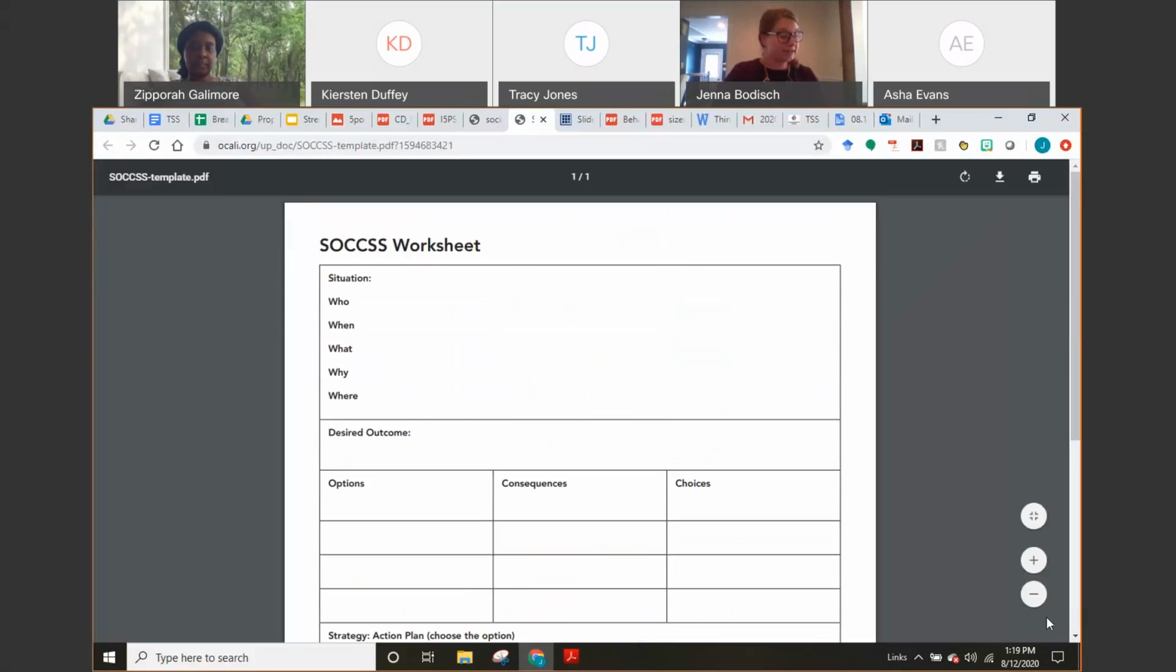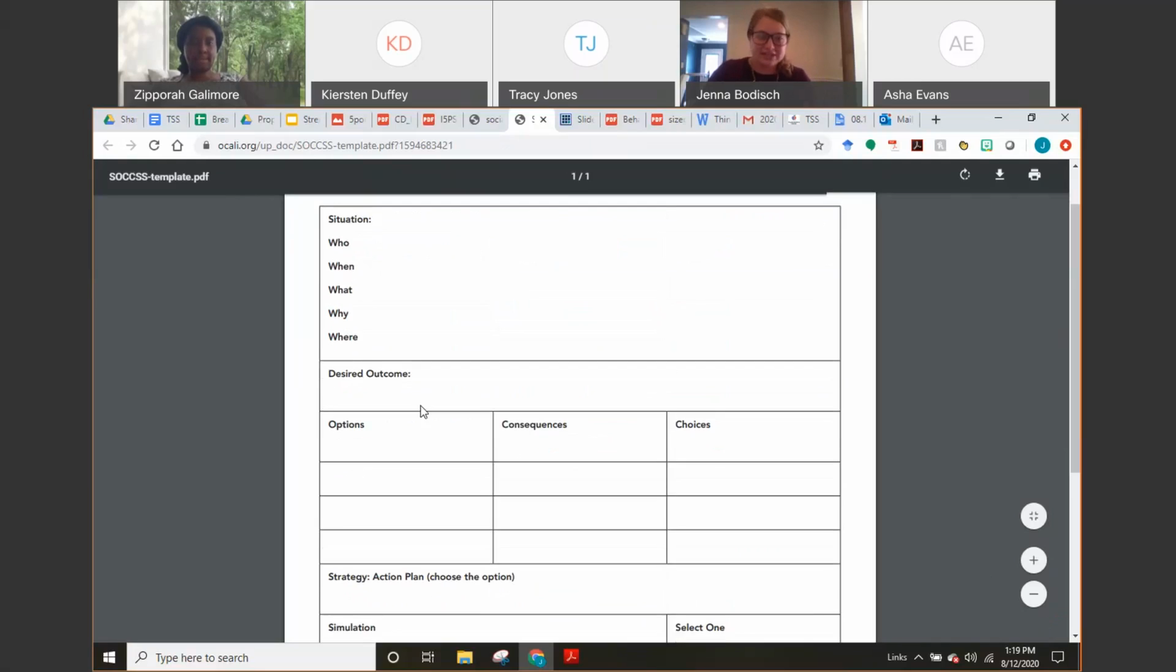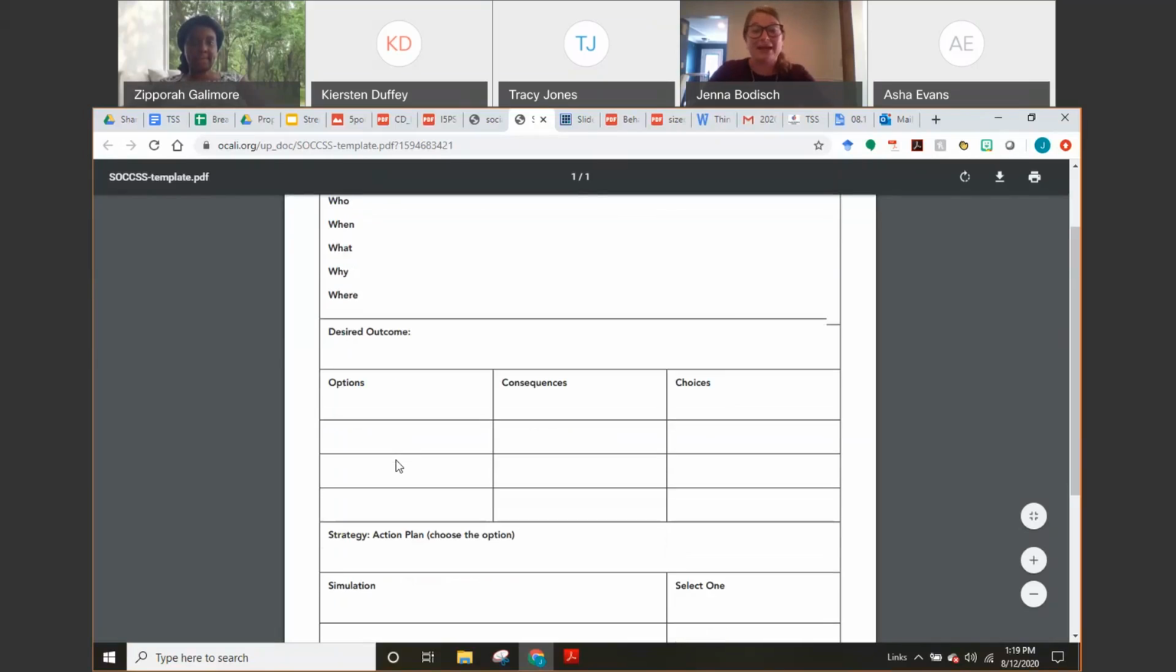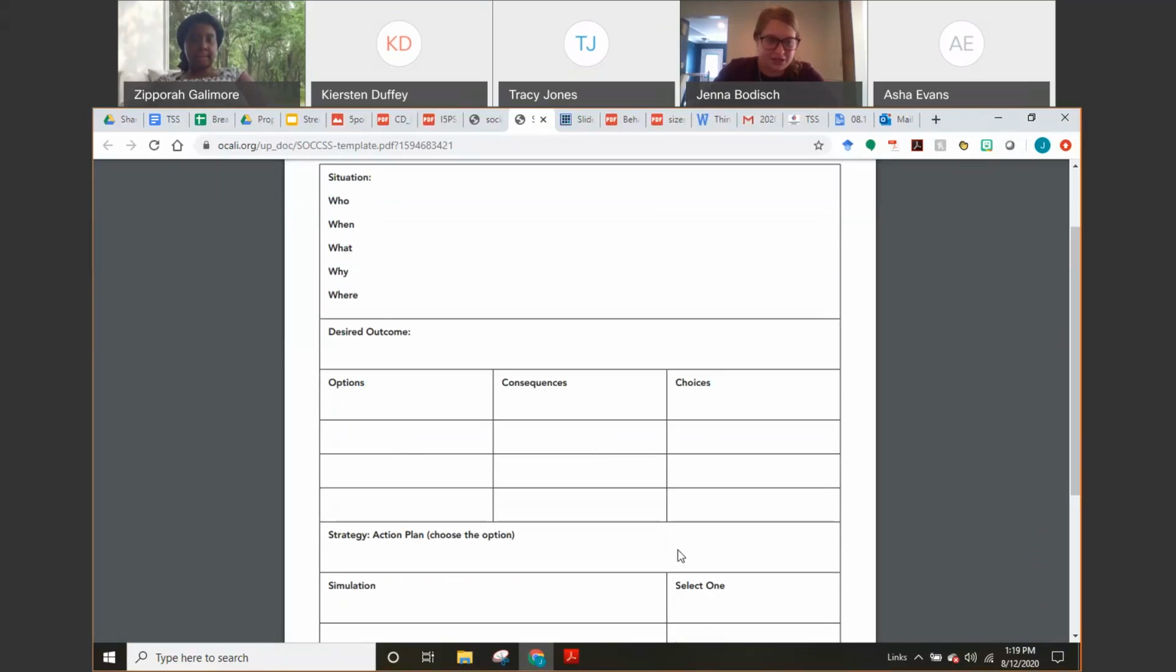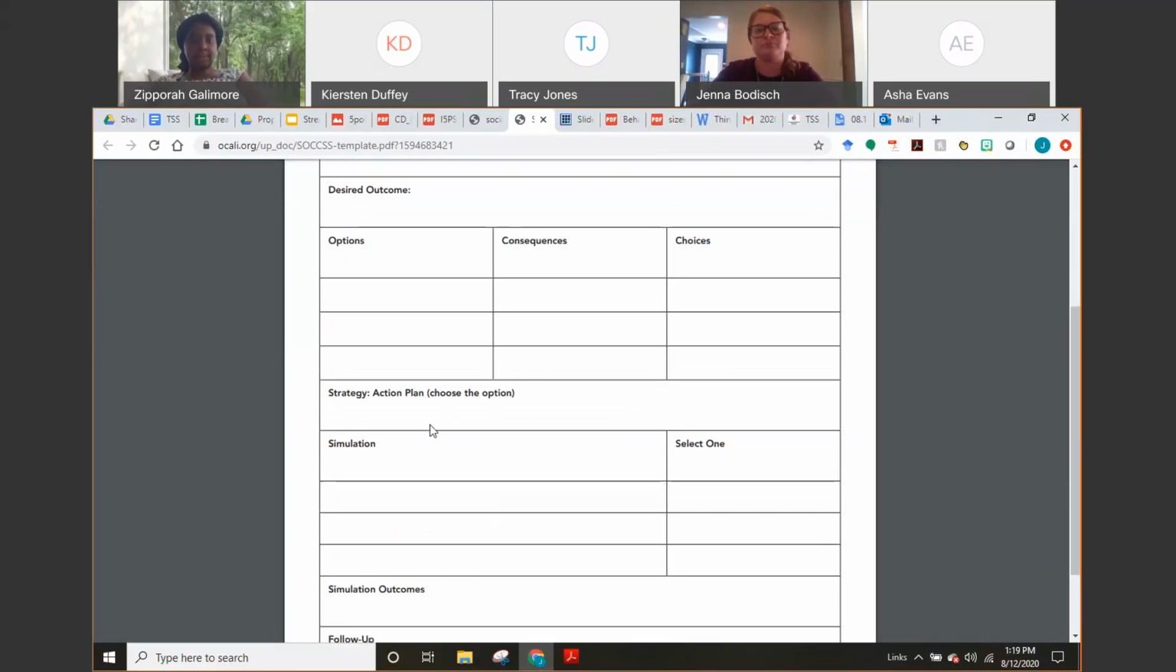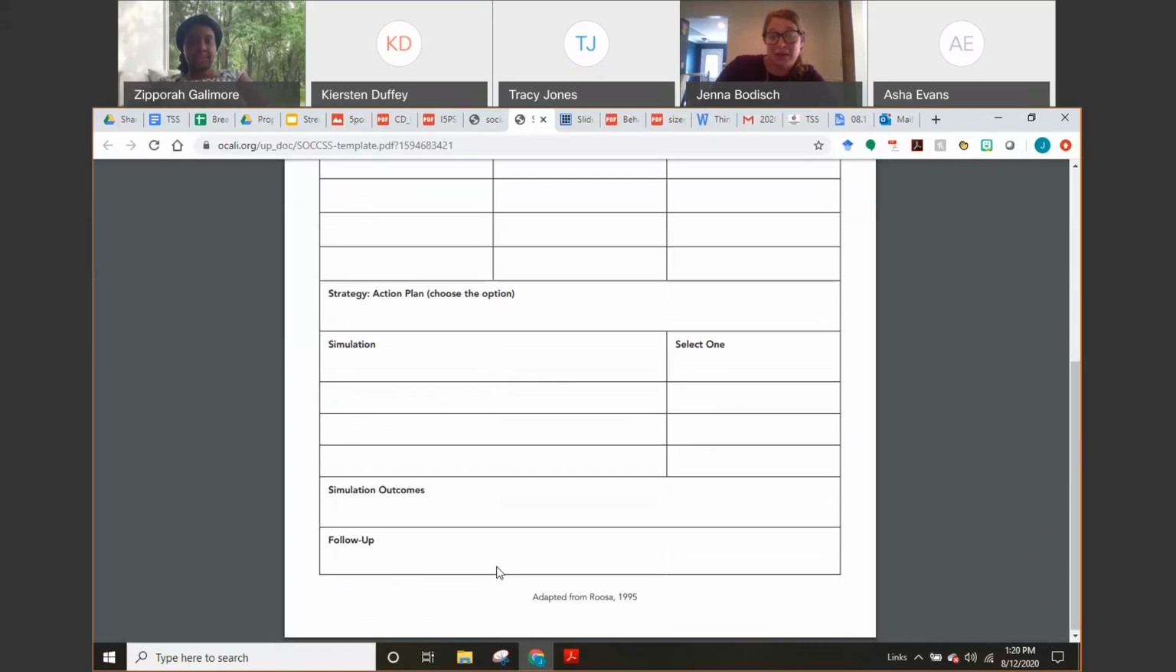This is called SOCCS: situations, options, consequences, choices, strategies, simulations. Mouthful there. The SOCCS worksheet is just another problem-solving worksheet. What's your desired outcome? What's the situation? What are my options? What are the consequences of those options? What are my choices here? I'm going to pick an option and then practice it. What happened when I practiced it? Or what could happen? And then follow up. Do we need to adapt? Do we need to choose something different? Again, it can be adapted however you need to make it work.